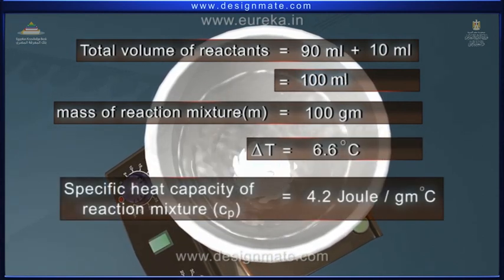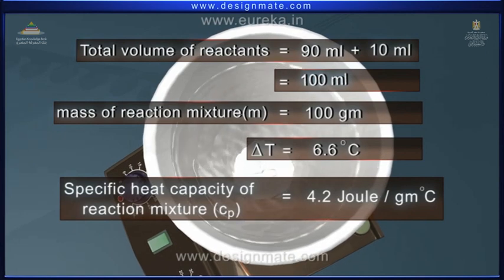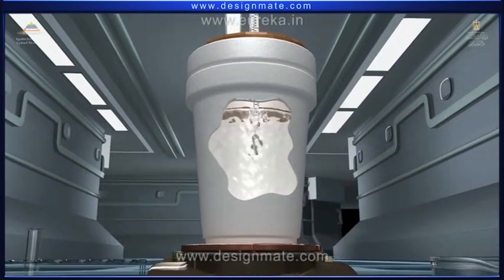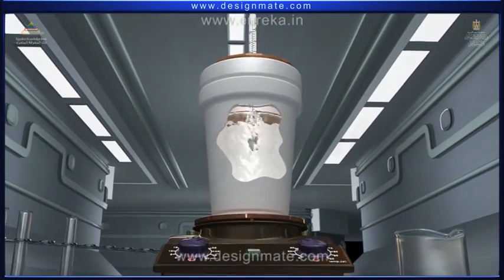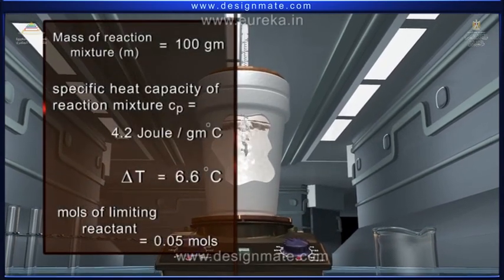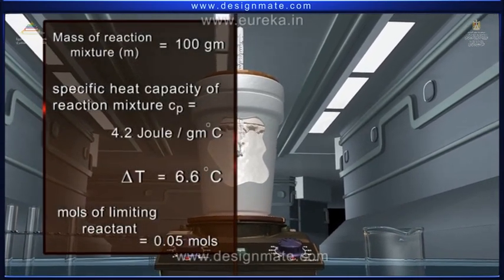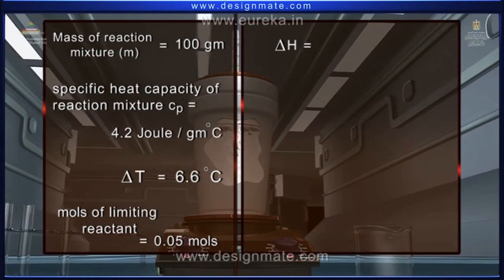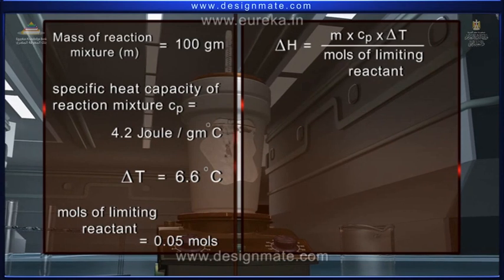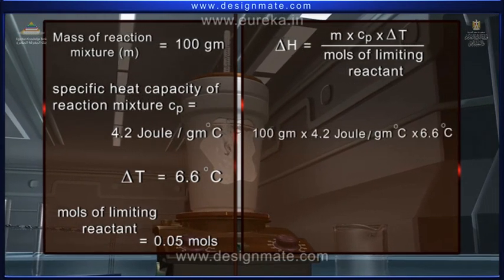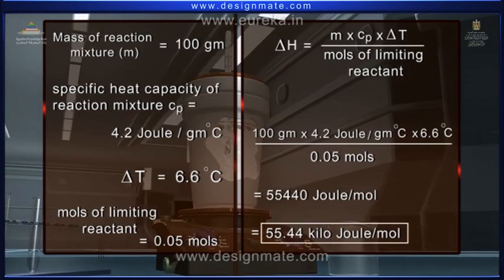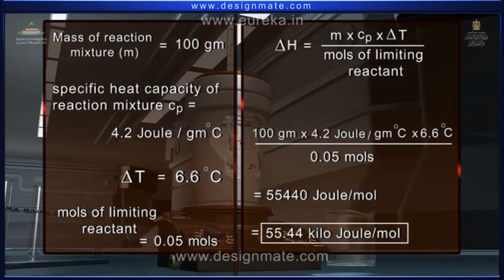C is the specific heat capacity of water, that is 4.2 joule per gram degree centigrade. Here, assume that the specific heat capacity of water and the reaction mixture is the same. We can calculate heat of neutralization or enthalpy change of this reaction, delta H, using the formula M into C into delta T upon moles of limiting reactant. Substituting all the values in the given formula, the value of delta H is found to be 55.44 kilojoule per mole.